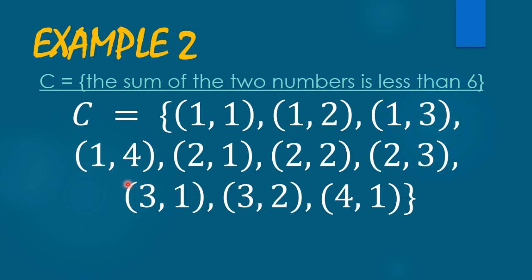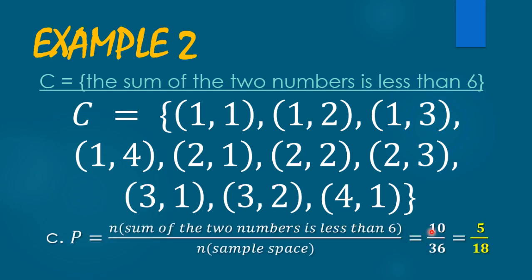Now to find its probability, the probability that the sum of the two numbers is less than 6, we have 10 over the total number of elements in the sample space, which is 36. So we'll have 10 over 36, or this will be simplified as 5 over 18.